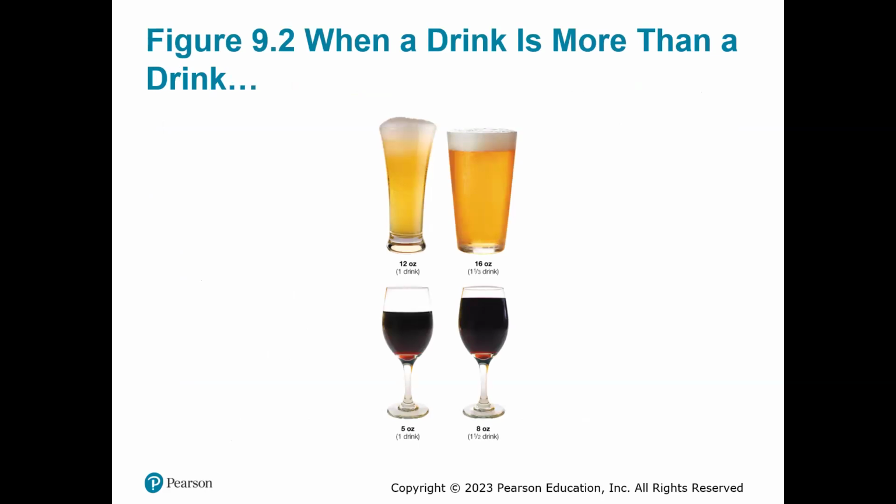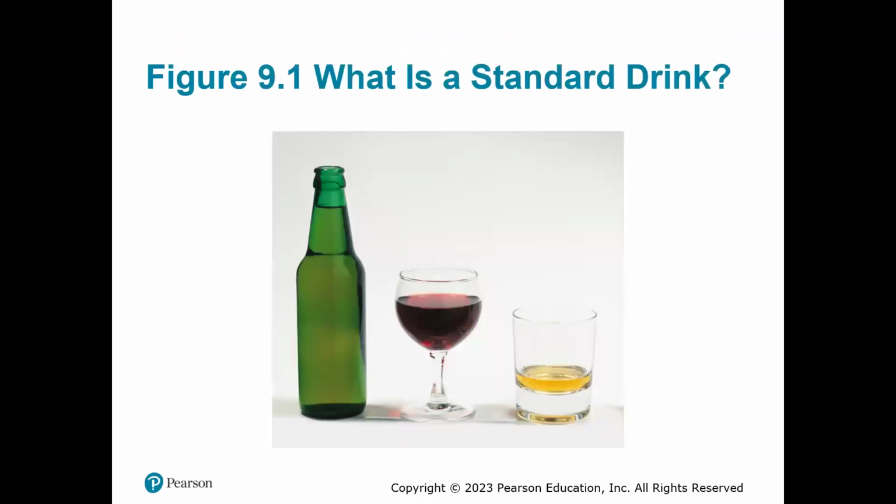Again, for wine, a 5-ounce glass of wine is considered 1 drink. If you have an 8-ounce glass of wine, that is a drink and a half. So again, drink size is a big thing to take into account when we are talking about moderate drinking. All right, these are our standard drink sizes: 12-ounce beer, 5-ounce wine, 1.5 ounces of liquor.